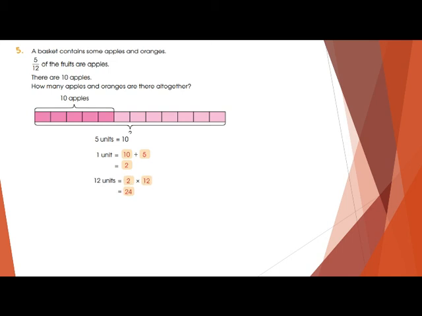So what's the total amount of 12 units? Simply multiply the 12 units by 2 and you will get 24. And how many apples were there? 10. So you can say that there are 24 apples and oranges altogether.